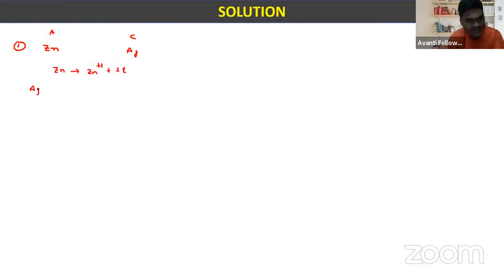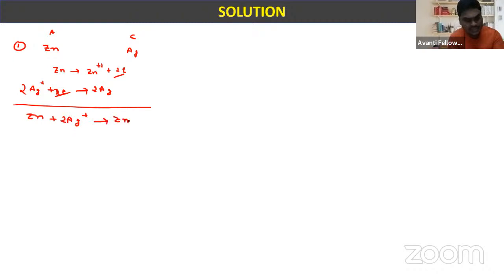On the basis of silver having a tendency to accept electrons, they have a tendency to accept only 1 electron, so multiply by 2. This will give us 2Ag. So what is the overall reaction? The overall reaction will be: this is zinc, 2Ag plus, this is nothing but Zn2+, and this is 2Ag, right?